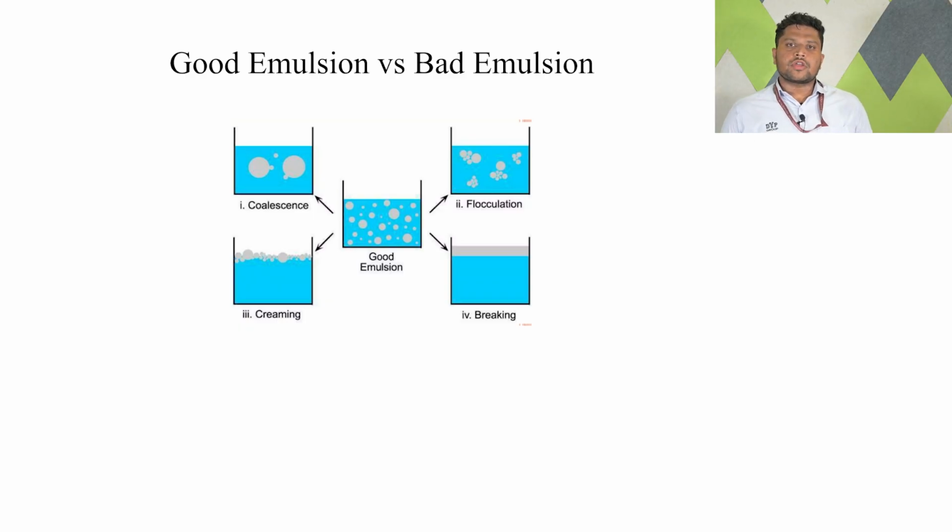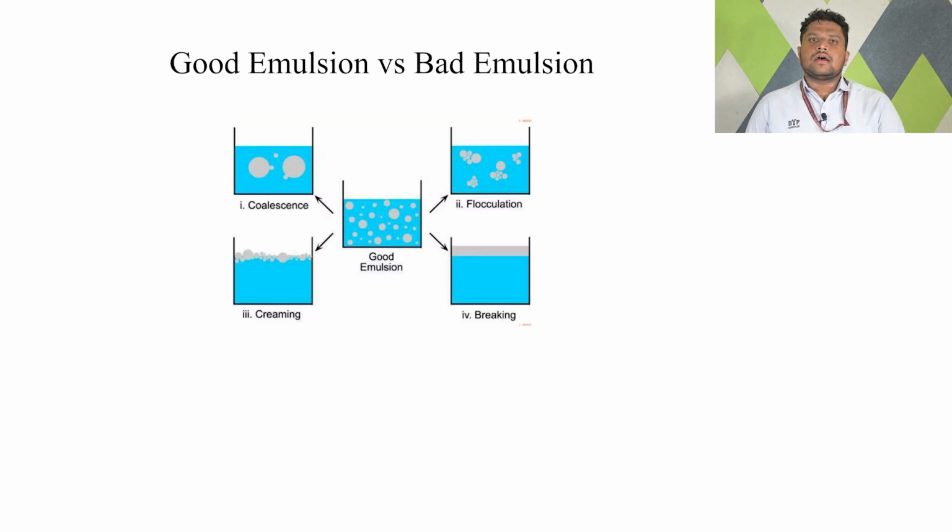Second is flocculation. Flocculation means the globules come together but do not form a big globule; instead they form aggregation-like clusters. Third is creaming. Creaming means a foamy structure appears on the surface of the emulsion, that is, the oil becomes a cream and appears on the surface. And finally is breaking. Breaking is the full separation of phases, that is, oil and water.